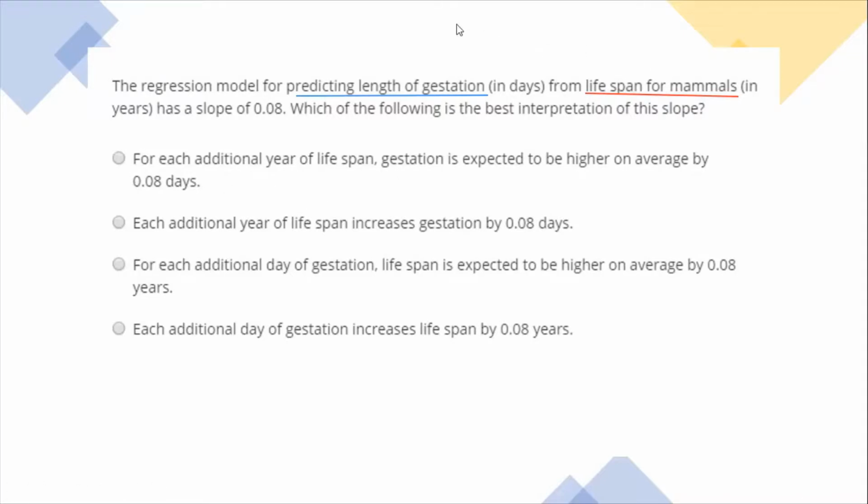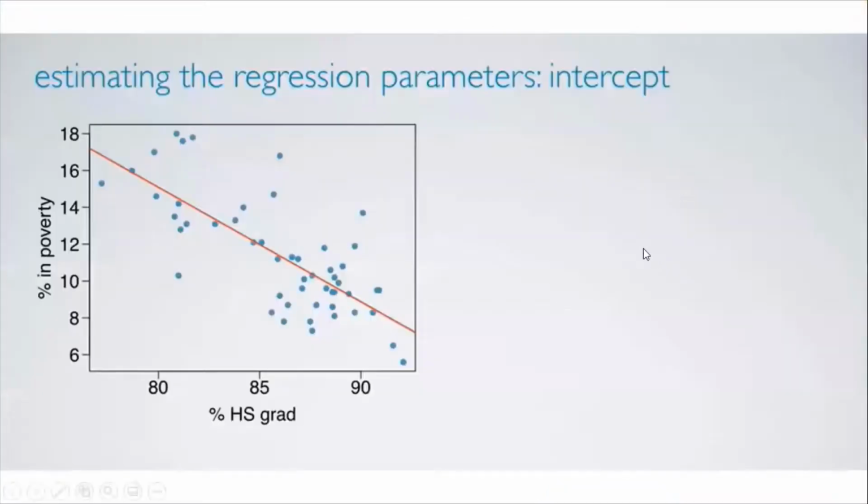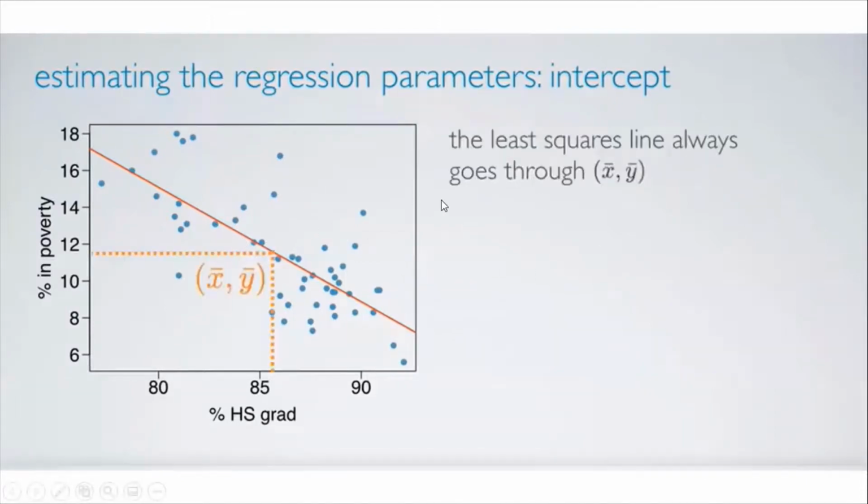Okay, let us move on. So far we have calculated the slope. What about the intercept? Basically, the least squares line always goes through the mean of X and Y. So we can use this fact.